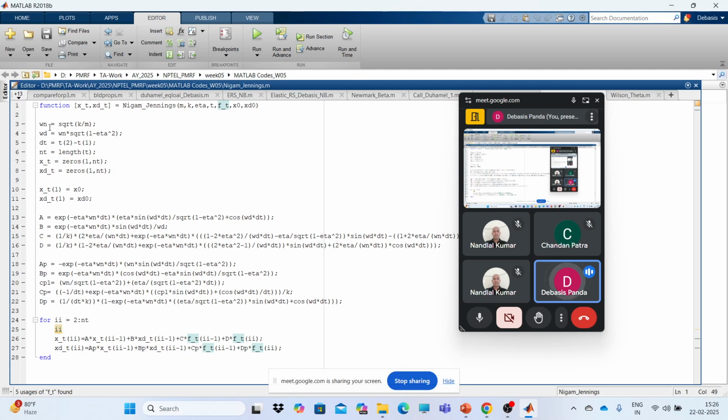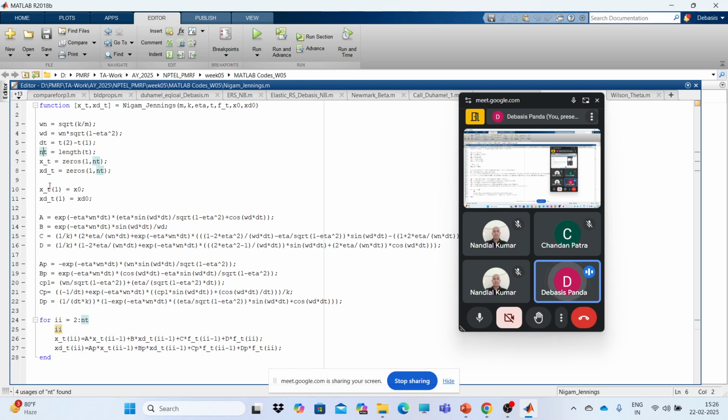Here, first we have defined the natural parameters: omega n is the square root of k by m. Omega d, the damped natural frequency, is omega n times the square root of 1 minus eta squared. Now what is the time step? It's t2 minus t1, because I may need the response for 10 minutes, or for 15 minutes, I don't know. It's a general type of function. Whatever time you are using, from that time step it will calculate dt. Now nt is the length of time. You need to define it, because the responses we will get are with respect to the time series.